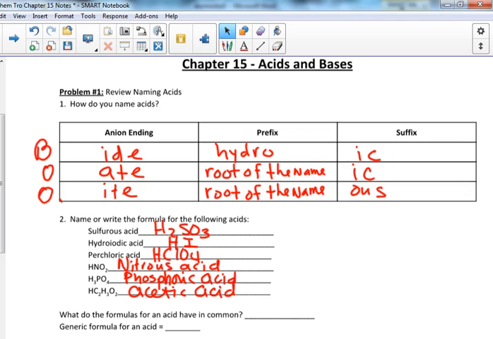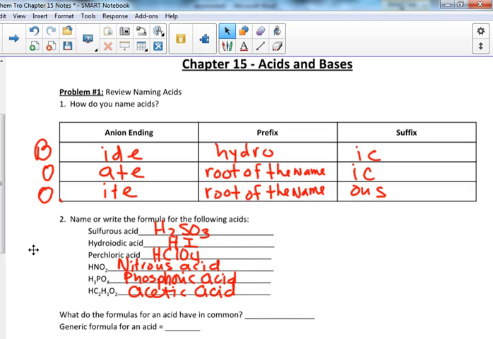Sulfurous acid is H2SO3. That's an oxyacid. Hydroiodic acid. Notice that we have the hydro in there. The hydro, we're naming it, so that's a sign that it is a binary acid. Then we have perchloric acid, the third one, that is an oxyacid because there is no hydro in there.